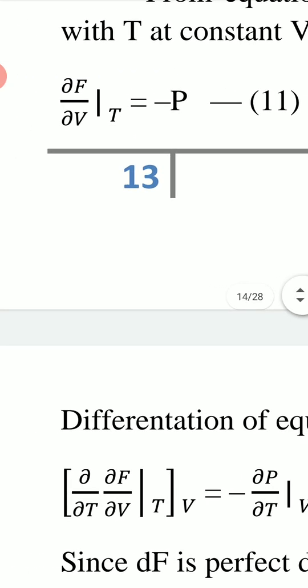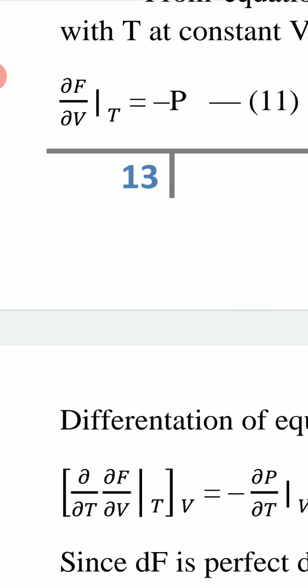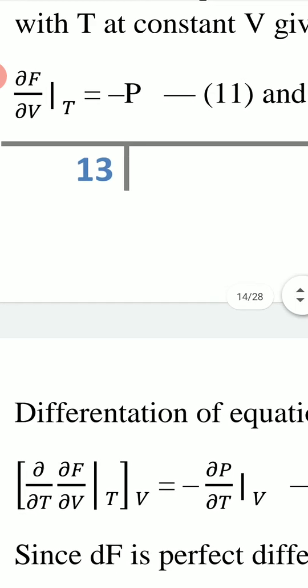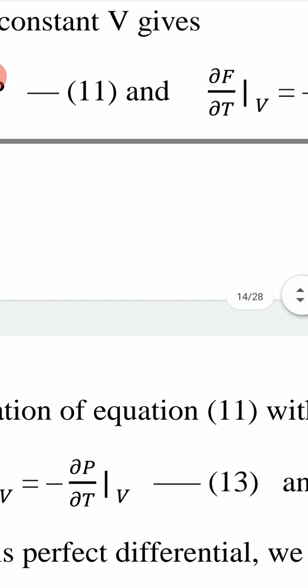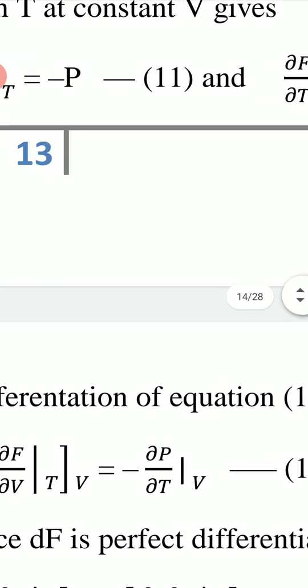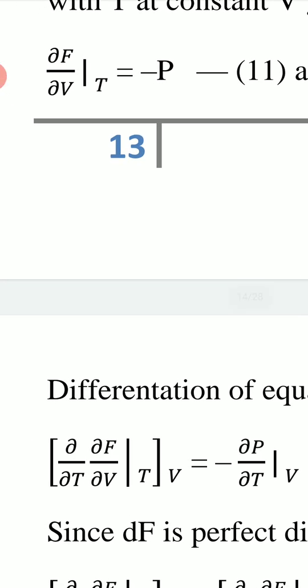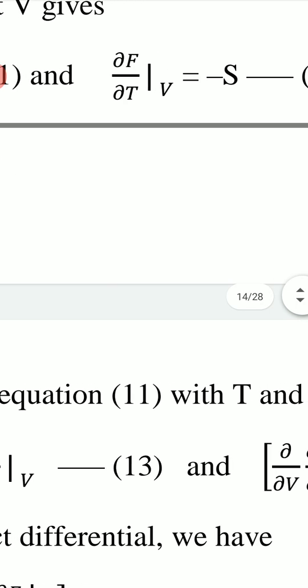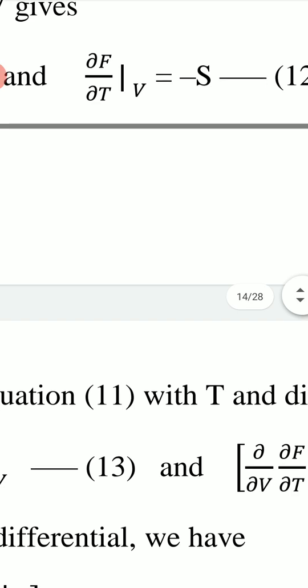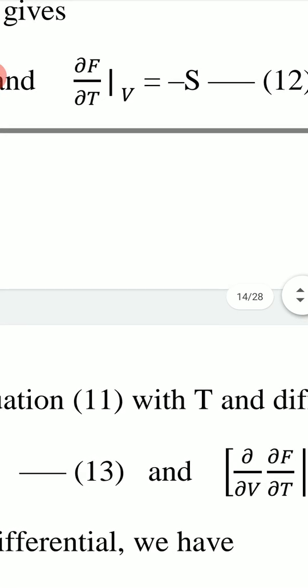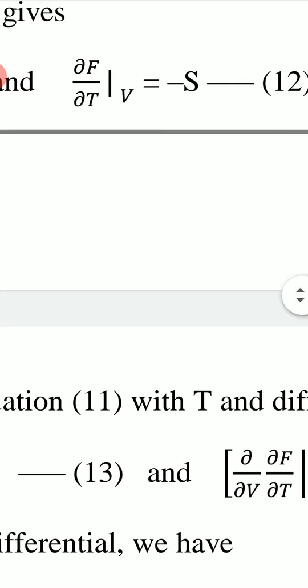In 11 we have partial differentiation of F with respect to V, T is constant, and in 12 we have differentiation of F with respect to T and now V is constant. Now we again differentiate these equations 11 and 12. Partial differentiation of 11 is now with respect to T by keeping V constant, and partial differentiation of equation 12 we now have with respect to V keeping T constant.